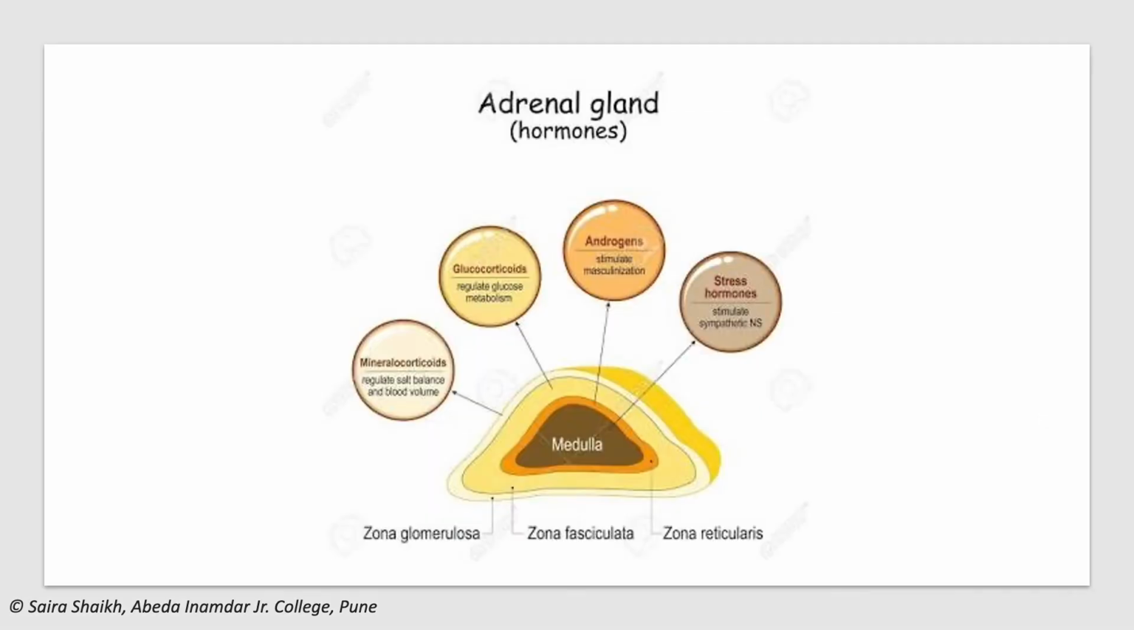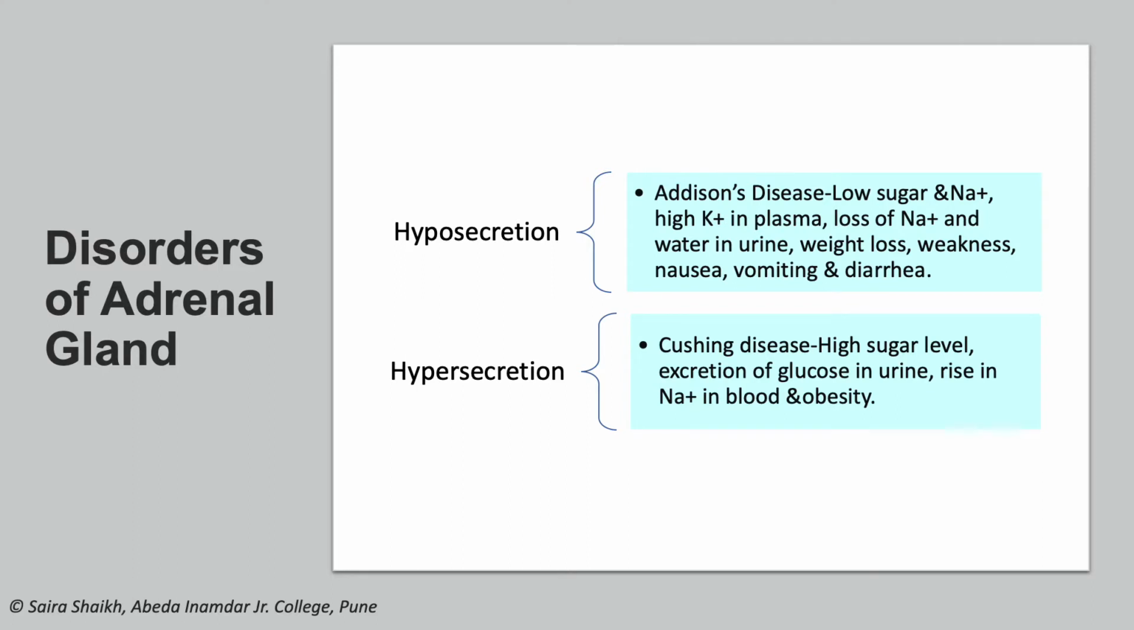With the help of this figure, we can summarize the different hormones secreted by the adrenal gland from the different layers of the cortex and the medulla. Let us see what are the different disorders of adrenal gland.